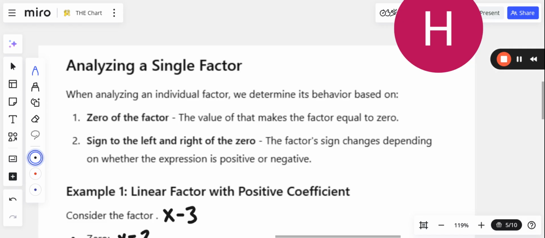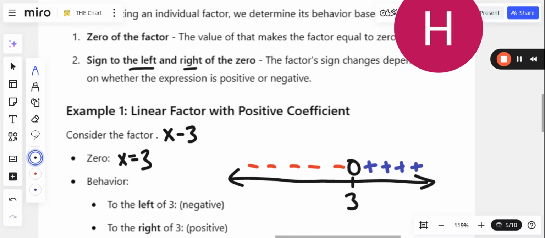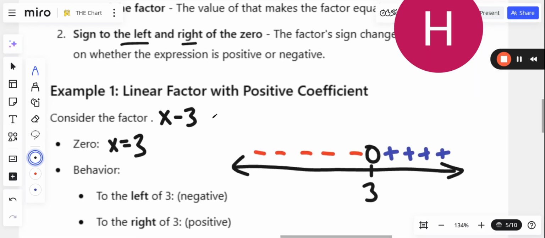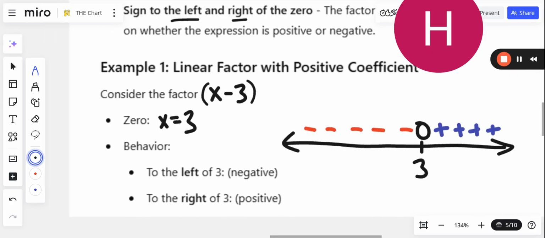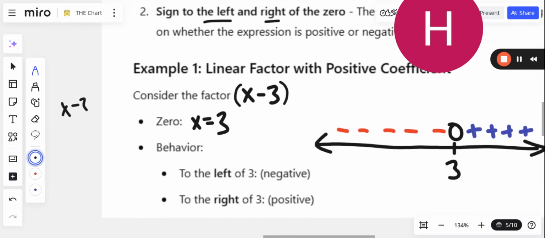And then the general trend is that on the left, we're going to have negatives, and on the right, we're going to have positives. That's generally the trend here. I'll just show you that really quickly on a basic number line with this linear factor x minus 3. When does x minus 3 equal 0? If we set it equal to 0 and solve, x minus 3 equals 0, then we get x equals 3. That's the only zero.